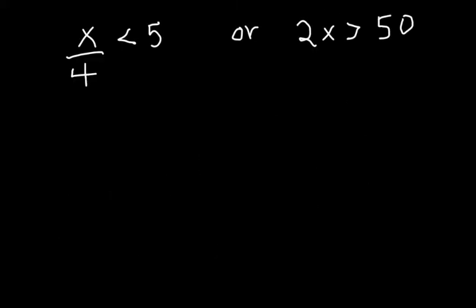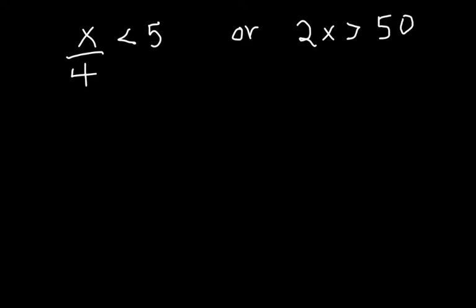The conditions for x now are that x divided by 4 is less than 5, or it could be true that double x, 2x, is greater than 50. If either one of these things is true, then the inequality is true. There's going to be an infinite number of values that don't work. It's only going to be a small section of the number line.